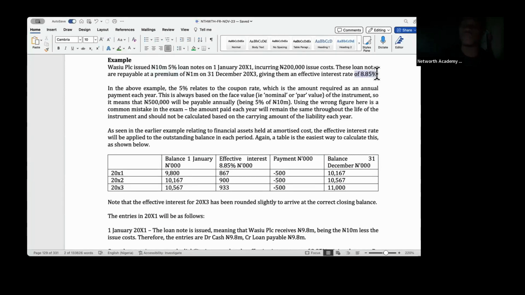For them to give you an effective interest rate of 8.85%, that means the cost that this guy is exposed to is beyond this 5% per annum. He's also going to incur 200,000, and he's also going to pay back at the premium of 1 million. So Kayode, how much is now this guy's cost over the 3 years?